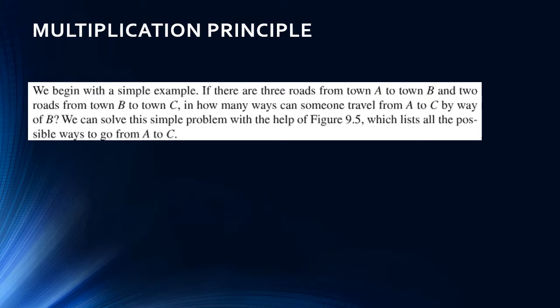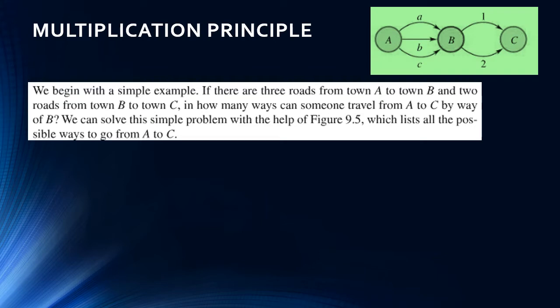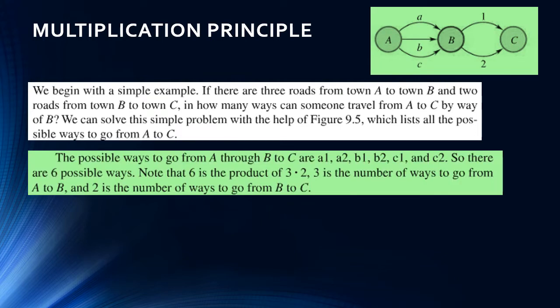We can solve this simple problem with the help of a figure, 9.5, which lists all the possible ways to go from A to C. The possible ways to go from A through B to C are A1, A2, B1, B2, C1, and C2. So there are six possible ways. Note that six is the product of 3 times 2. 3 is the number of ways to go from A to B, and 2 is the number of ways to go from B to C.